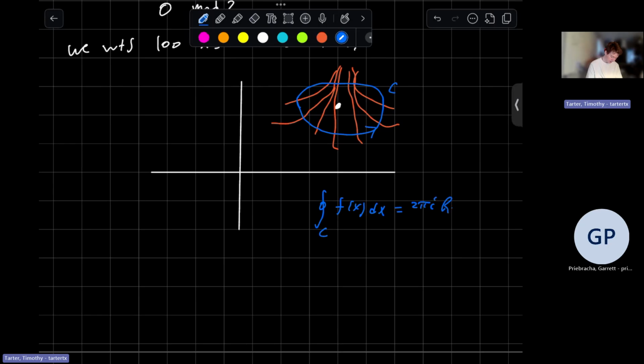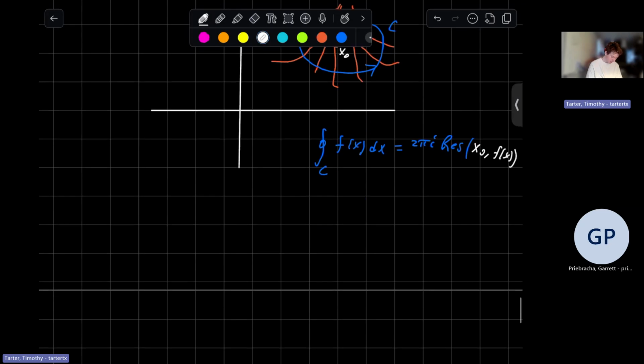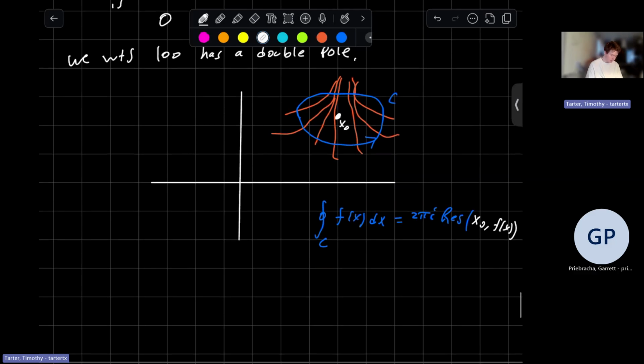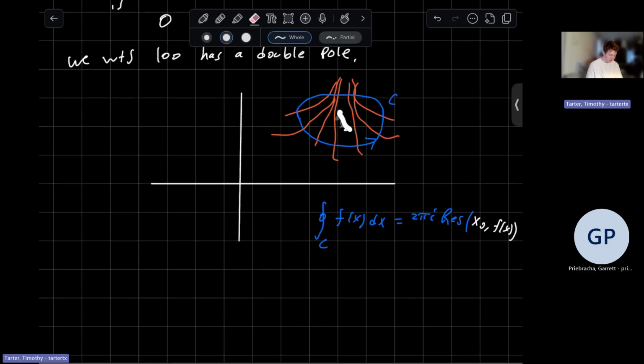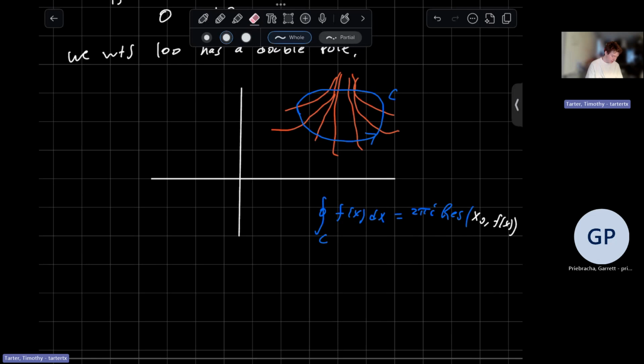2 pi i times the residue at, if we're calling this point x naught, the residue at x naught of f(x). And if no such pole exists, then this contour integral is 0.